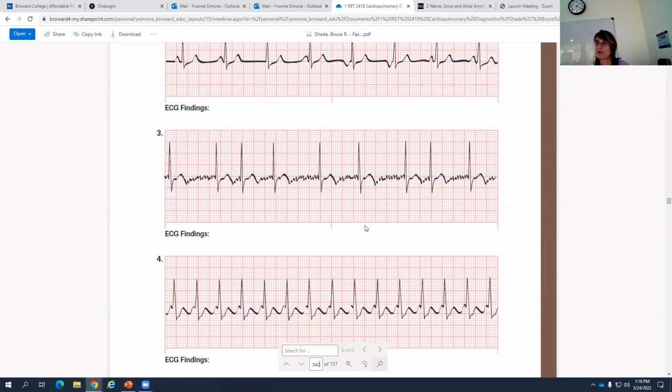The rate is 90 per minute. Very good. Do we see P waves? Yeah, it looks like a lot of artifact, like a chaotic baseline. So very good, atrial fibrillation. It's irregular. We don't see P waves, we just see a chaotic baseline. And that tells us it's atrial fibrillation.